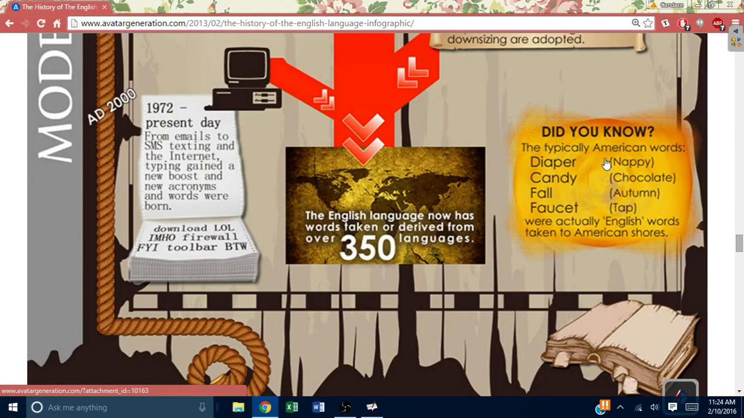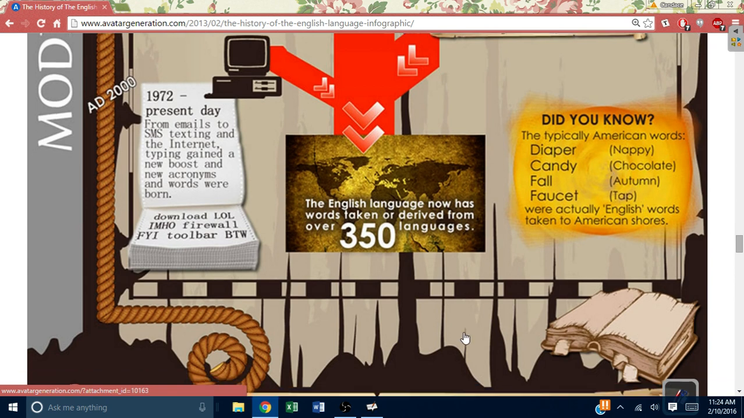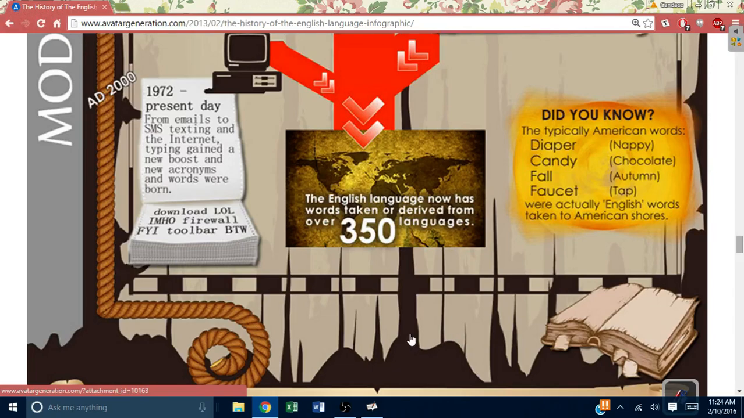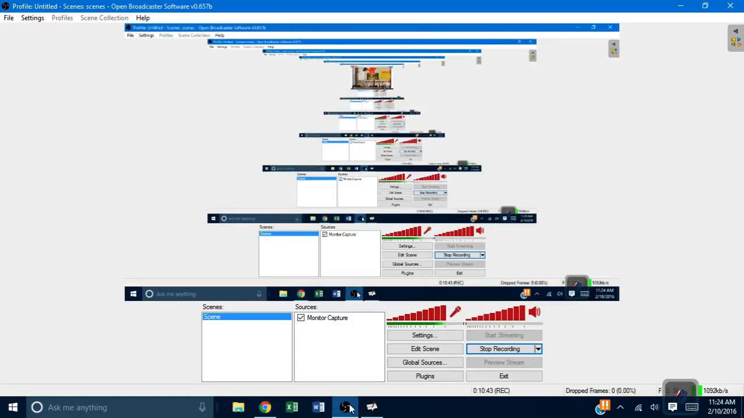Incidentally, did you know that the typical American words diaper, candy, fall, and faucet were actually English words taken to American shores? So these are all words that we use in America. These are the words that they use in Britain. All right, so interesting stuff here, but let's go ahead and move on to our main lesson today.